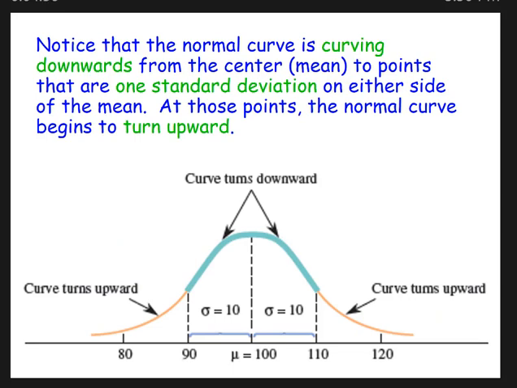Some things about this normal curve. You'll notice that if we go out 1 standard deviation below to 1 standard deviation above, the curve is bending downward. It's called concave down. But outside of that 1 standard deviation on either side, it now turns and it's bending upward. It's concave upward.